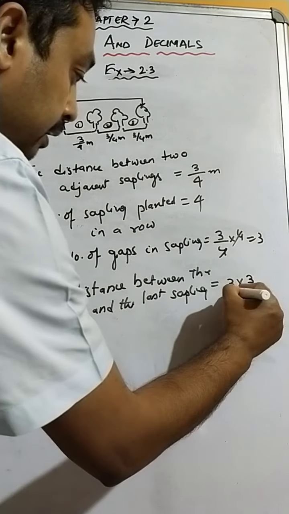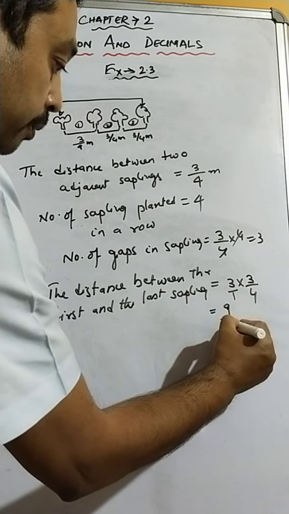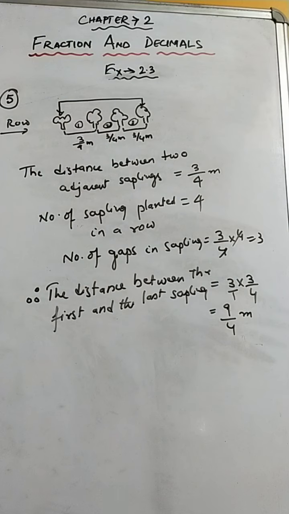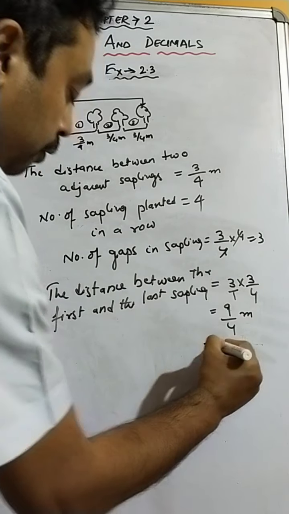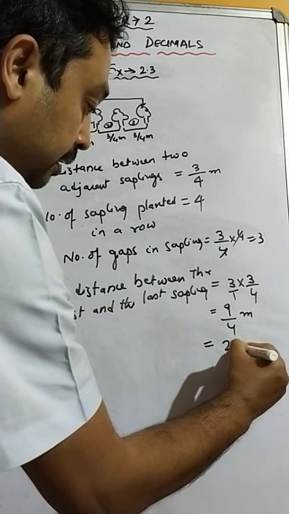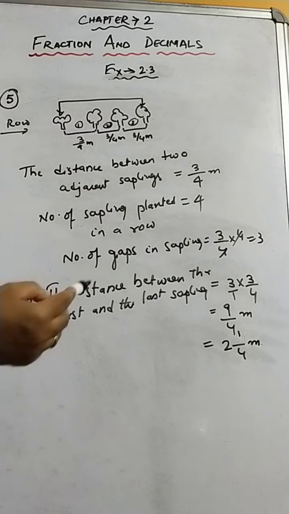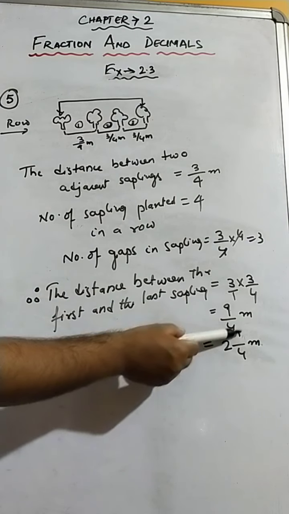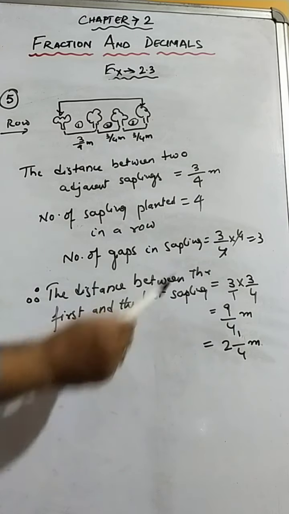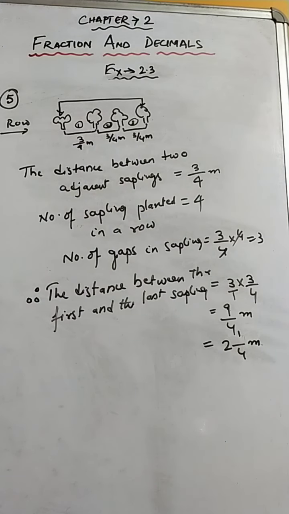So that will be 3 by 1 times 3 by 4. We multiply numerator with numerator, that is 9, and denominator with denominator, that is 4. So this is your required answer. Hence the distance between the first and the last saplings is 9 by 4. And if you want to convert this into mixed fraction form, which you should do, the final answer would be 2 1 by 4 meter. I have always said that if the fraction is in improper form, you should always give your answer in mixed fraction form. That is 2 1 by 4 meter. So this is the solution of question number 5.